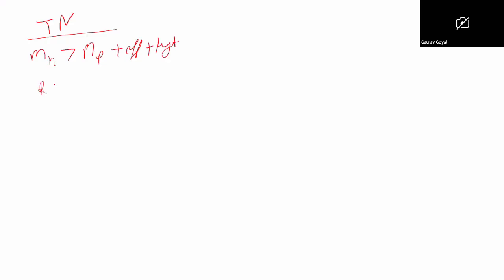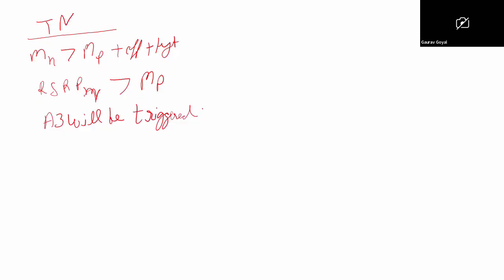Suppose the RSRP of the neighbor, Mn, is more than Mp plus hysteresis plus offset. That means the neighboring cell is stronger and A3 will be triggered, right? So this is the high-level view. This is possible in case of TN.